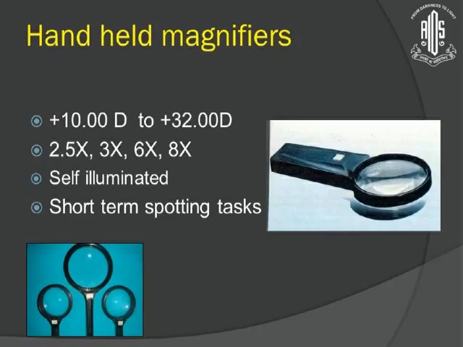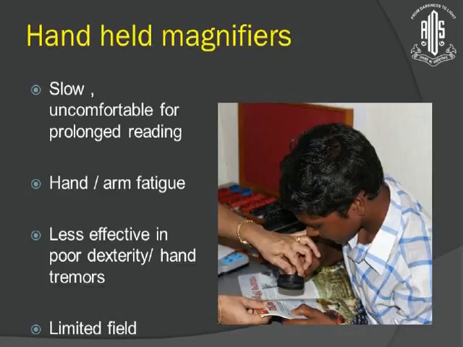Handheld magnifiers can be self-illuminated or non-illuminated, and these are usually used for short-term spotting tasks. The problem with that is the focal length has to be maintained. So it is slow and uncomfortable for prolonged reading, causes hand and arm fatigue, is less effective in patients with poor dexterity of hands, and has a limited field.